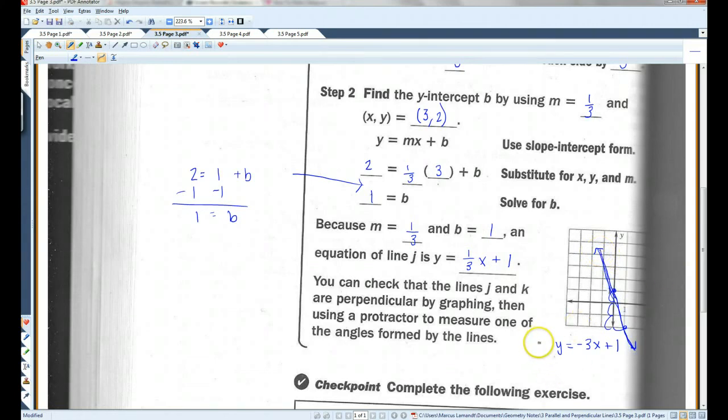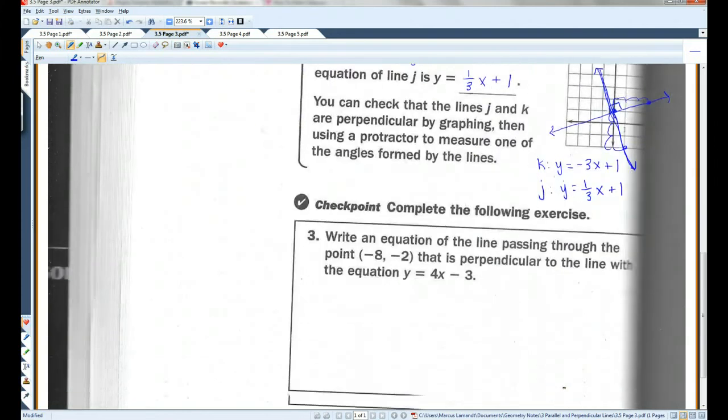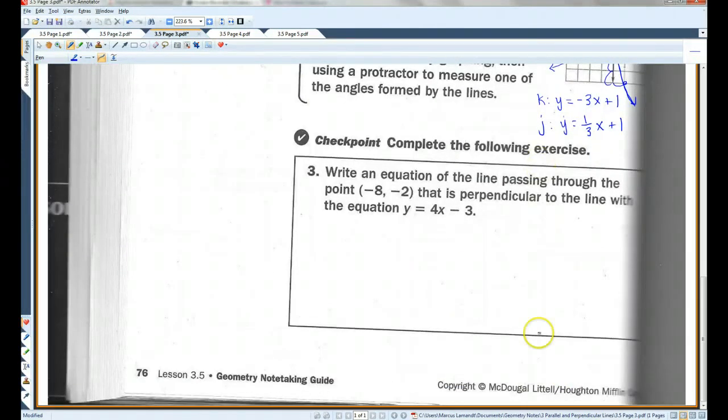This was line K. Line J was y equals 1/3 x plus 1. So, same y-intercept, but I'm going to go up 1 over 3. And as you can see, these make a right angle. So we did it right. Alright, you guys go ahead and do this checkpoint. Let's go on to page 4.